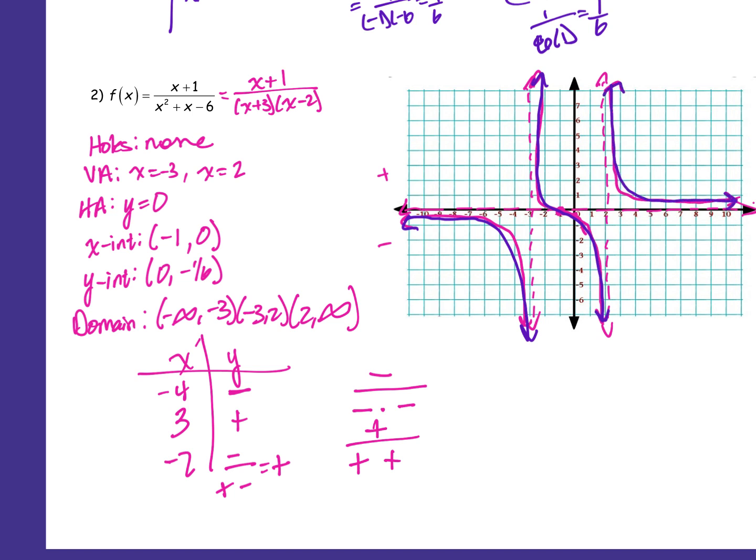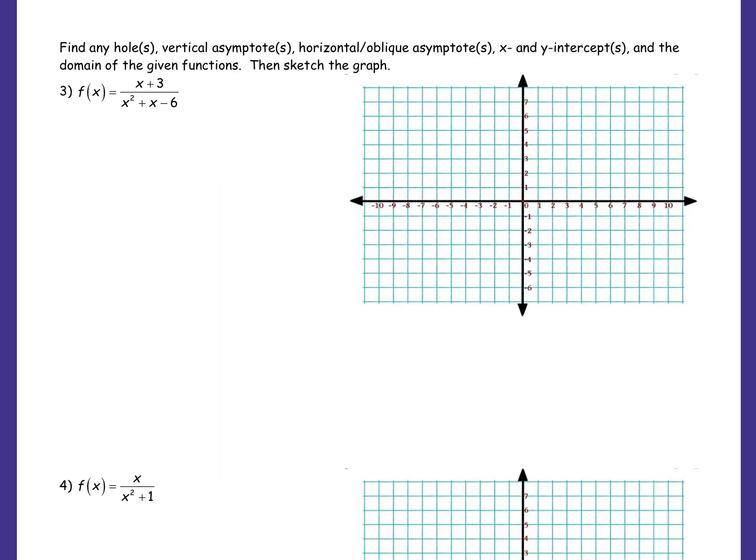Just by changing and putting an x in my numerator changes my graph that much. Okay? Not too bad? I think I have two more examples to do before I let you guys do some and try it on your own. Is that okay?